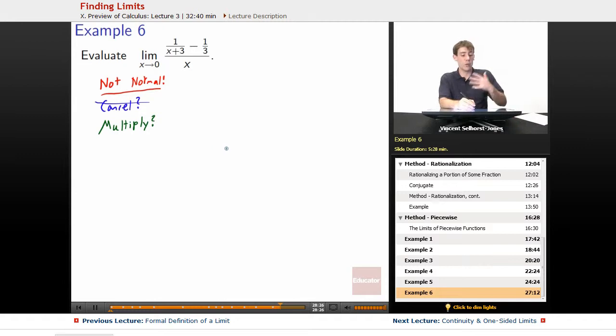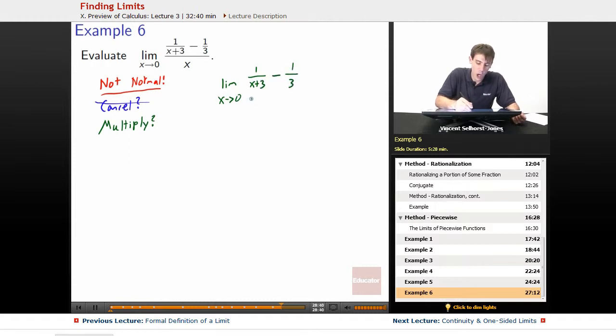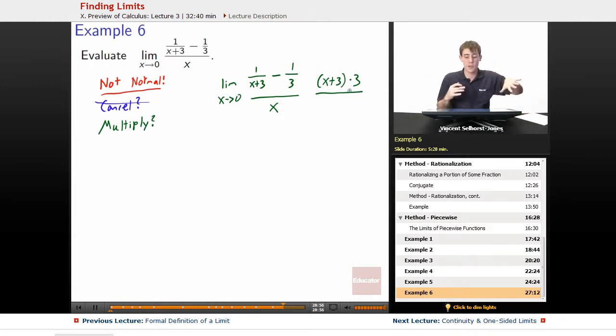So how could we get rid of some of those fractions by multiplying? The easiest way to get rid of the denominators in the top is to multiply by them. So I'll rewrite it: limit as x goes to 0 of 1 over x plus 3 minus 1 over 3, all over x. What would get rid of the x plus 3? Multiplying by x plus 3. What would get rid of the 1 over 3? Multiplying by 3. So we multiply that whole top by x plus 3 times 3. That'll cancel out each of the denominators.